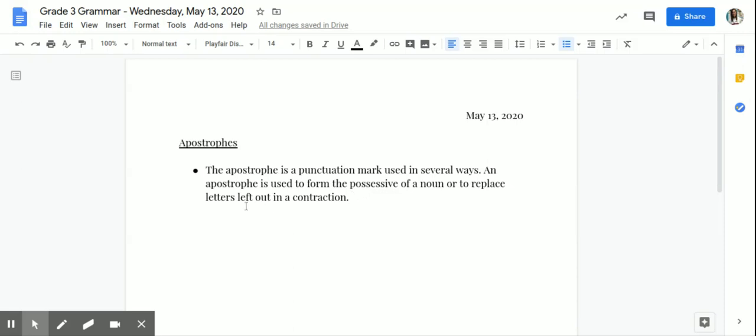Or to replace letters left out in a contraction. So if we have the contraction like I am, we would change it to I'm, and we would use an apostrophe for that. So let's first start with possessives.